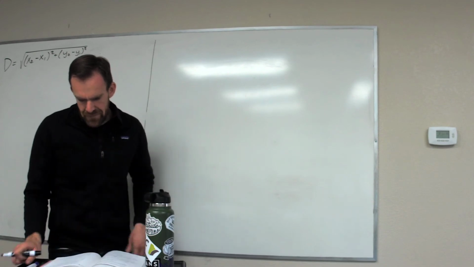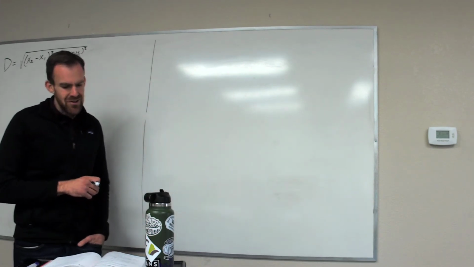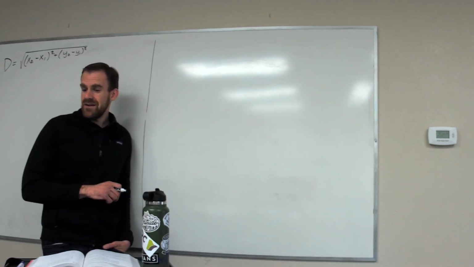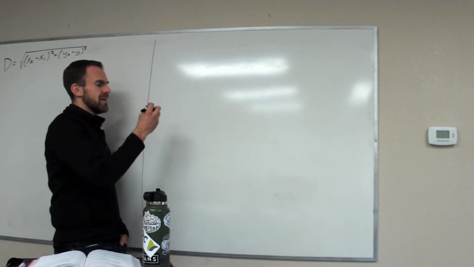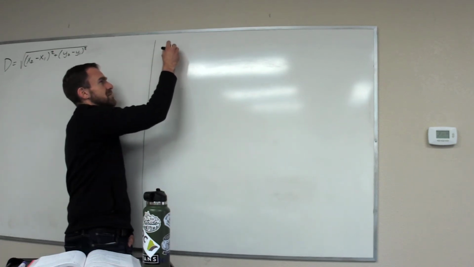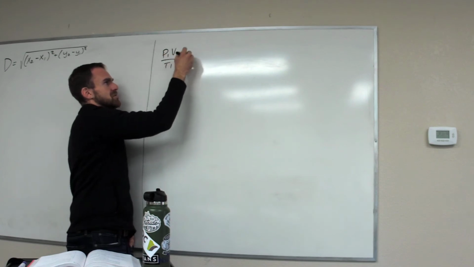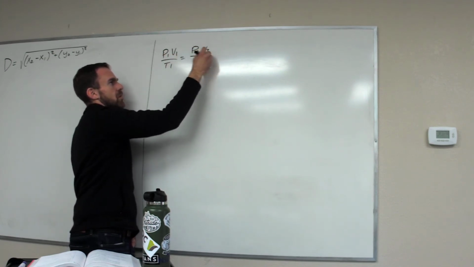Anyways. Okay. Our ideal gas problems are about to get more complicated. They're going to get more complicated as follows. Up to this point, you've done this. P1 V1 over T1 equals P2 V2 over T2.